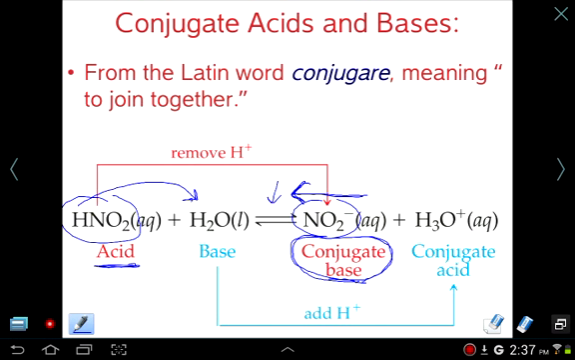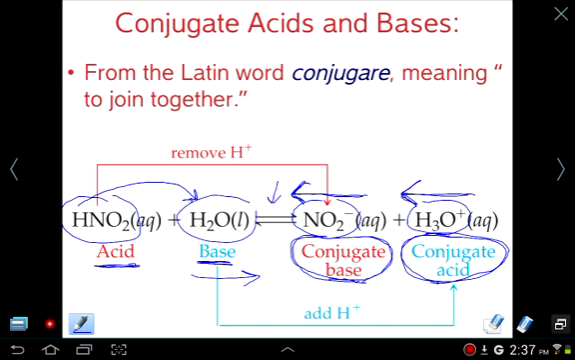Likewise, water, which in this case acts as a base going forward, becomes a conjugate acid. And this conjugate acid can now give up a proton. If you go back over to the left side, you can see that H3O+ becomes essentially H2O again.